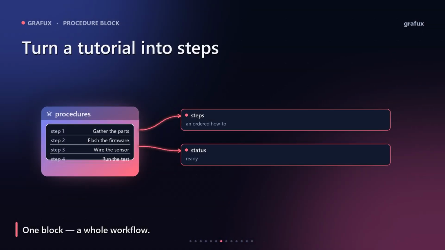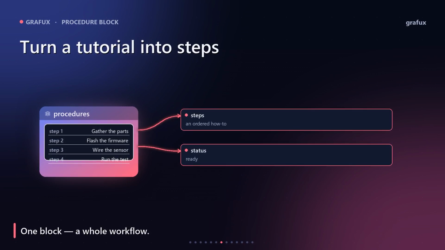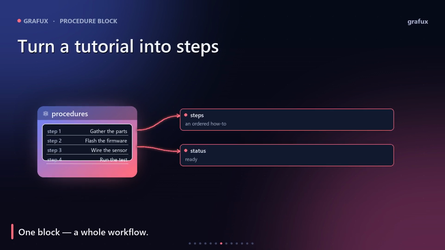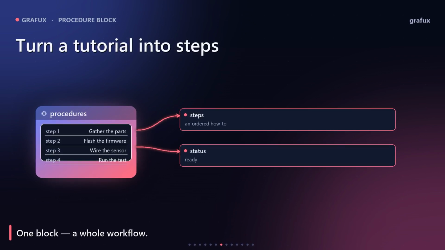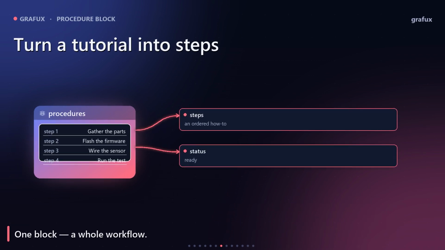Alright, let's make this real. Drop in a 20-minute build video, describe what you want to make, and the procedure block hands you back a crisp, numbered guide. No scrubbing the timeline. That right there is the procedure block, one single node doing the work of an entire workflow. And you built it just by describing what you wanted.